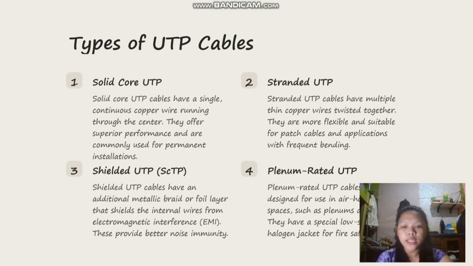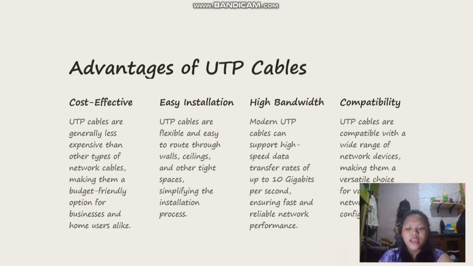Number 4. Plenum-rated UTP. Plenum-rated UTP cables are designed for use in air handling spaces such as plenums and ducts. They have a special low smoke, zero halogen jacket for fire safety.